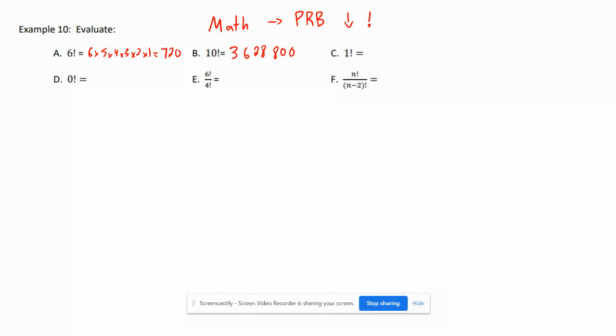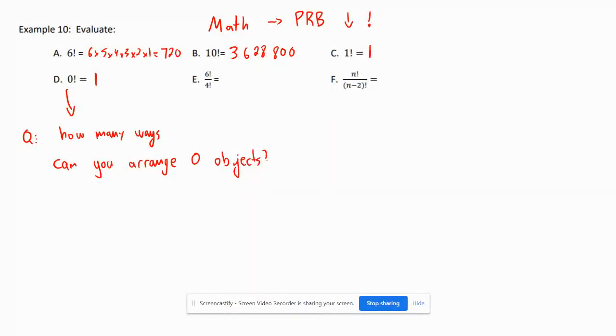Now a couple trivial ones over here. 1 factorial is 1. Now this is the one over here which is not so trivial, but this answer is going to be 1. Guys, this explanation is not perfect, but this is the way I explain it. How many ways can you arrange 0 objects? Okay, and the answer is 1 way.